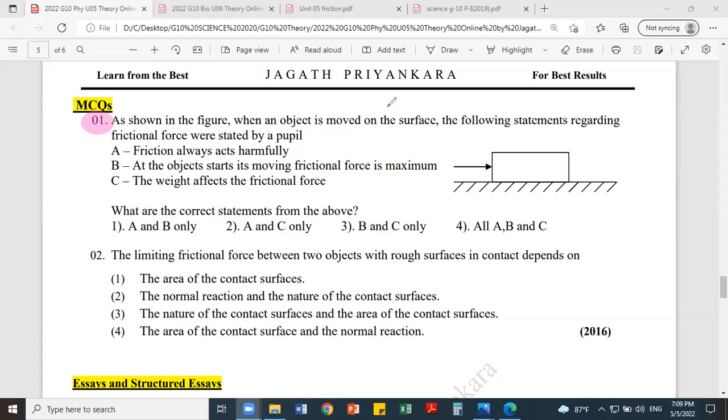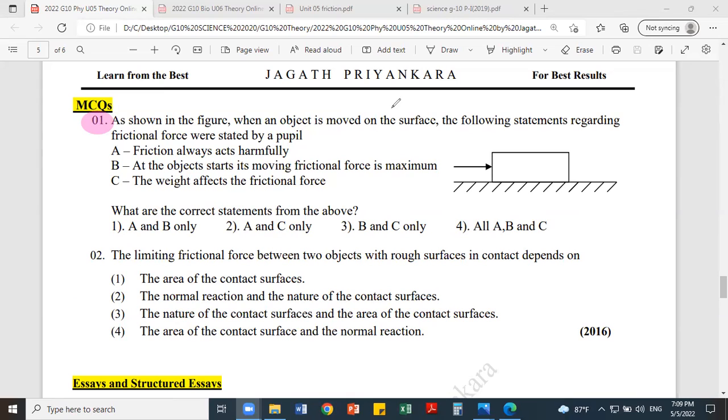Okay, let's see. Anyone else? Any other volunteers? Prageet, what is the answer for the first MCQ? B and C only. Okay, different answers. I'll explain. B and C only. Okay, so anyway, anyone can understand.